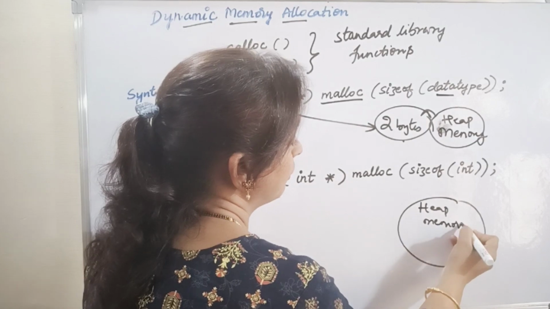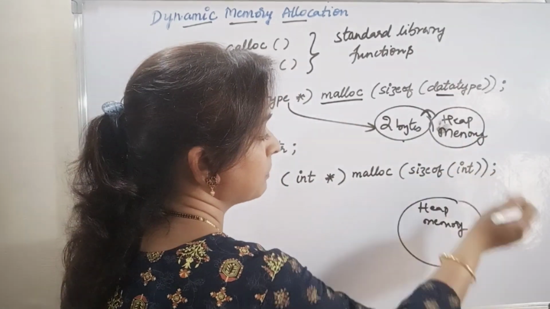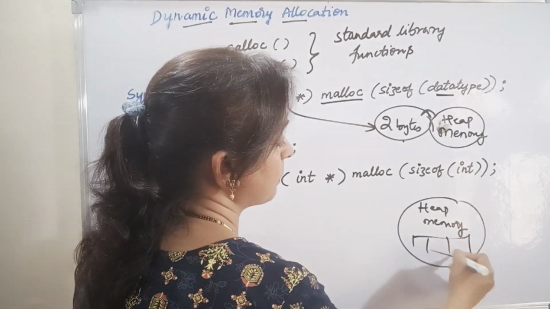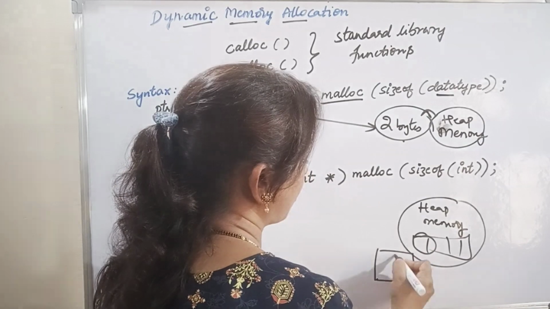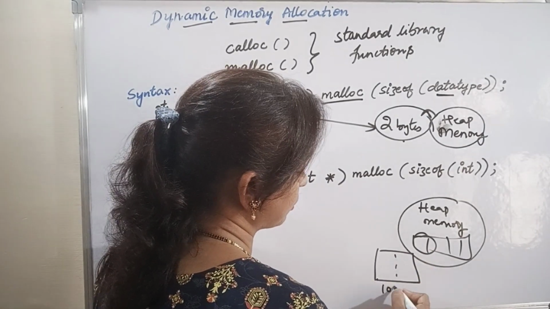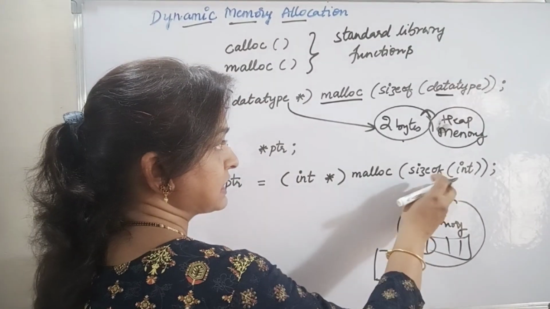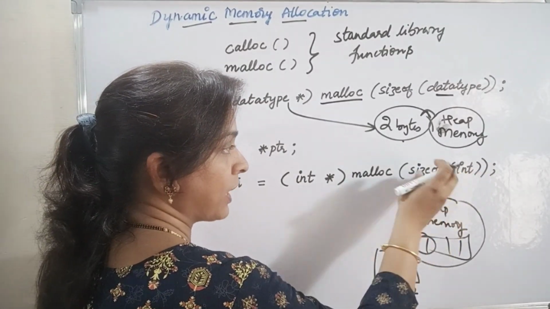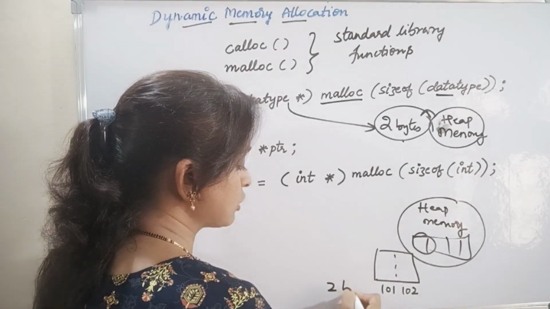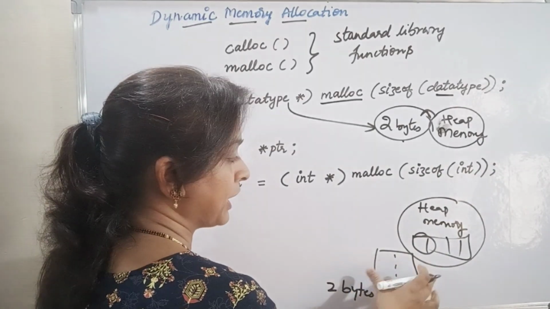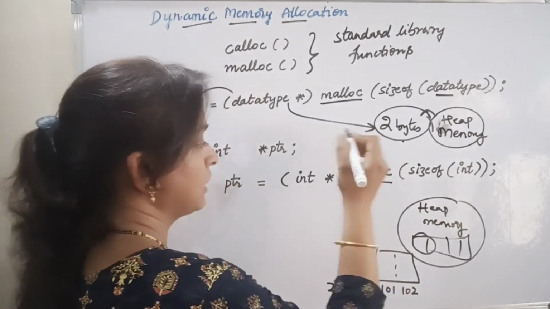I am going to fetch the size of int; data type int means 2 bytes. So I have some memory, and I am going to fetch these 2 bytes of memory. For example, I got 2 bytes of memory, say 101 and 102. So for the size of integer, you allocate a memory of size of integer, which means 2 bytes of memory I allocated from the heap memory with the help of the malloc function.